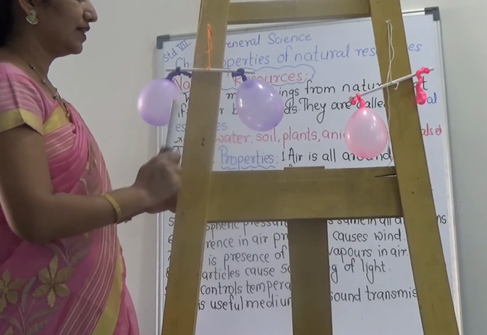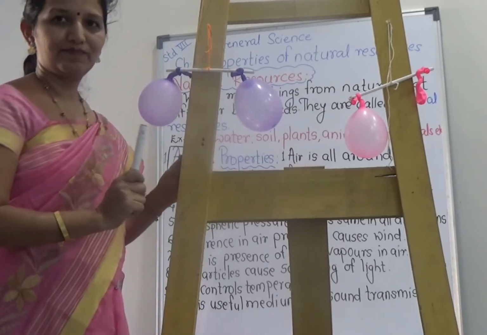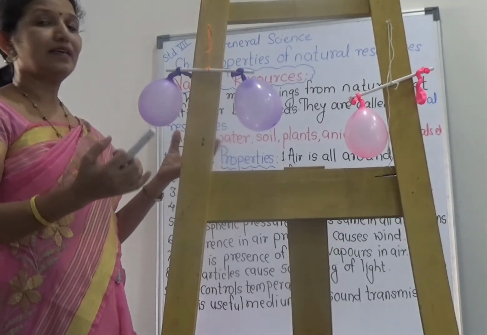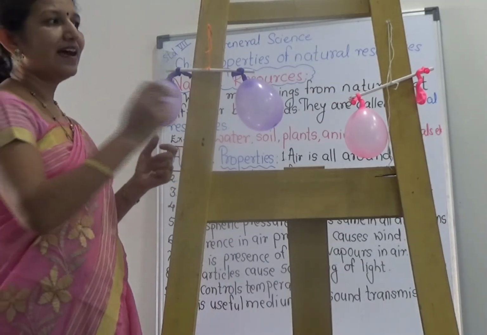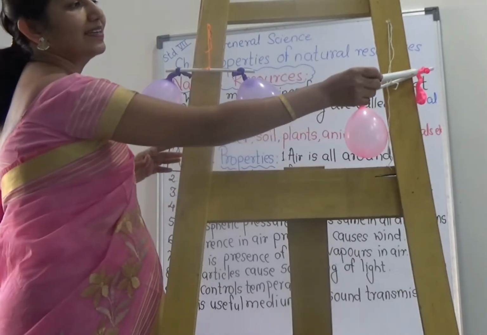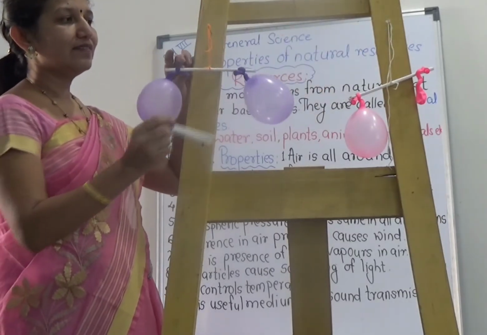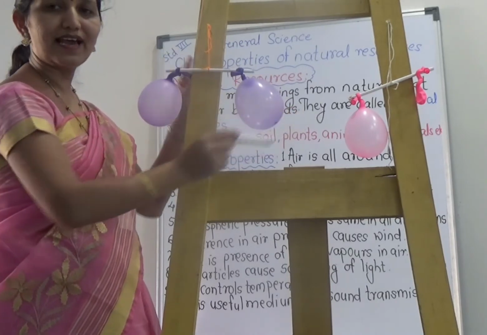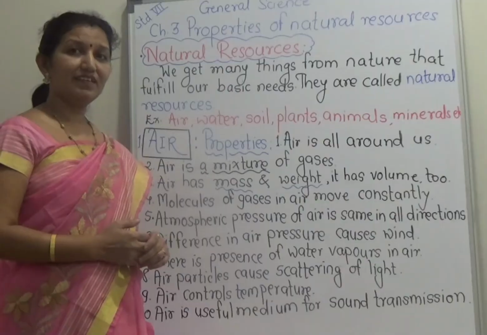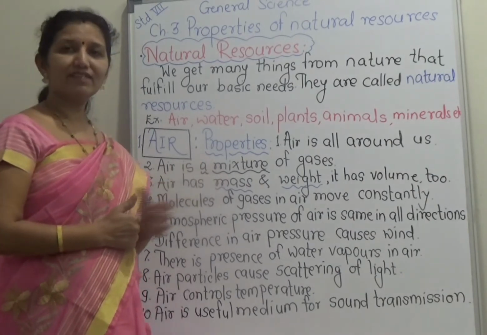Why does this happen? Because these balloons have air in them, and because of air they have gained some mass, some weight. The uninflated balloon has no air, so it has less mass, and so it goes upside while the other is lowered. In this way we have studied that air has mass as well as weight. In our experiment of balloons, we have proved that air has mass and weight.